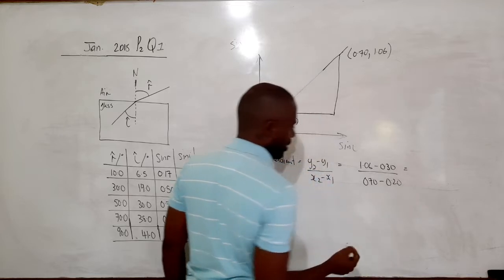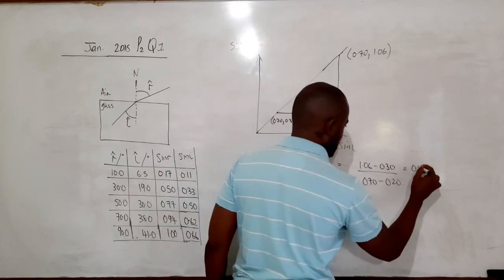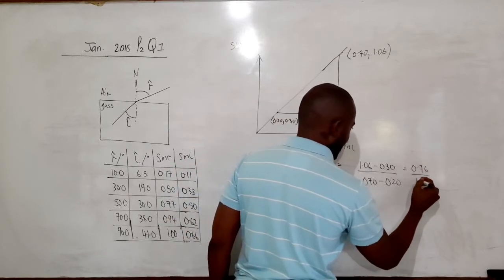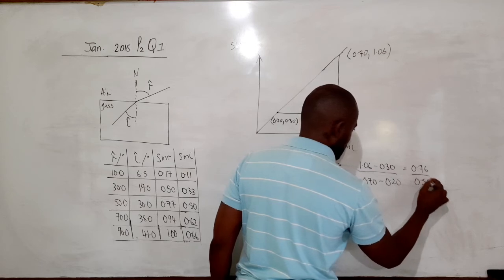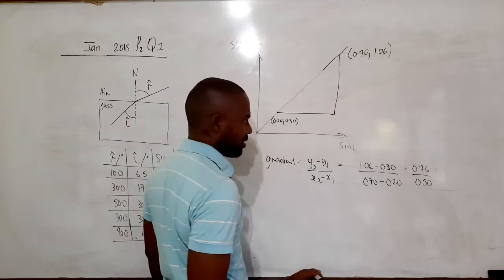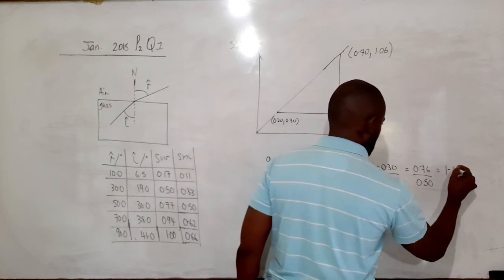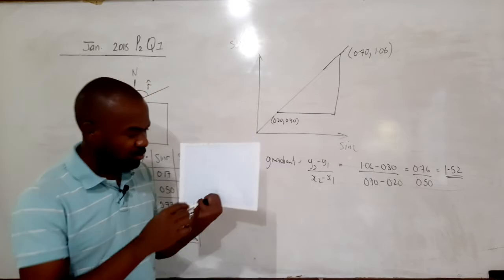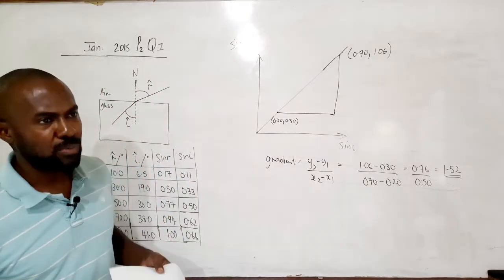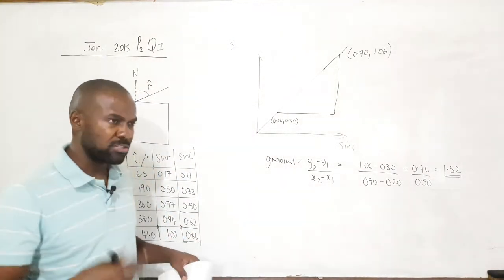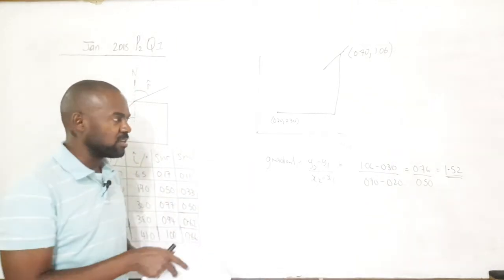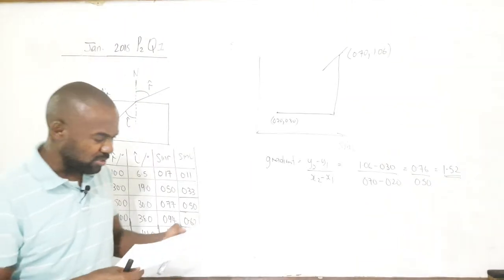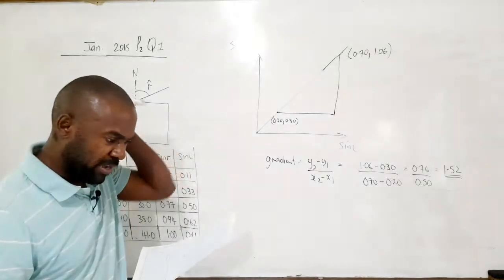So this gives 0.76 divided by 0.50, and that gives 1.52. Right? So the gradient of the graph works out to be 1.52. Again, due to regular experiments, we would have expected something in the region of about 1.5, but it's not necessarily going to be exactly equal to 1.50. From this we got 1.52.